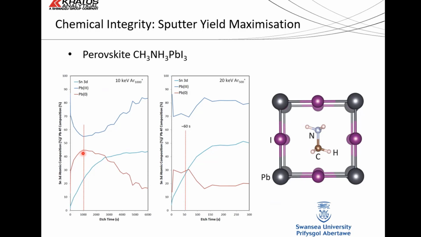We weren't really sure, so then we tried 20 kV argon 500. In this case, we're increasing the energy and decreasing the cluster size. You can see that the lead 0 component is much less pronounced; the increase is about half of what's seen in the other one. This is suggestive of a regime where we're trying to maximize the sputter yield in order to maintain a more faithful representation of our chemistry.